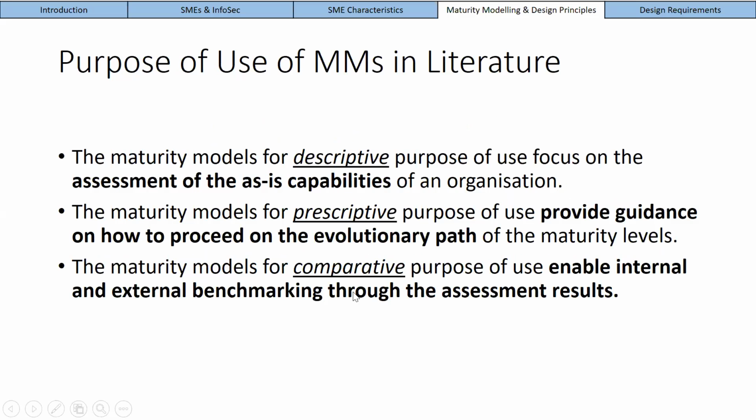There are actually three kinds of maturity models according to their purpose of use. So the first one is the descriptive one. These models focus on the assessment of the IS capabilities of the organizations. And the prescriptive ones provide guidance on how to proceed on the evolutionary path of the maturity model. And the comparative ones enable internal and external benchmarking through the assessment results.